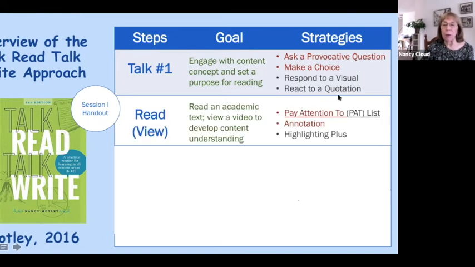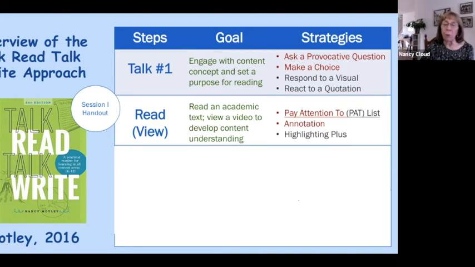Then we read, or we could view. Suppose I can't find a reading in Haitian Creole, but I can find a wonderful video. Good, I'll give them the information through a video. But always with the read or the view, I have kids pay attention to, so I made that in black and red, because we will show you pay attention to with both types of text. And then with the narrative text, we're going to show you annotation or taking notes. And with the expository text, we're going to show you highlighting plus.